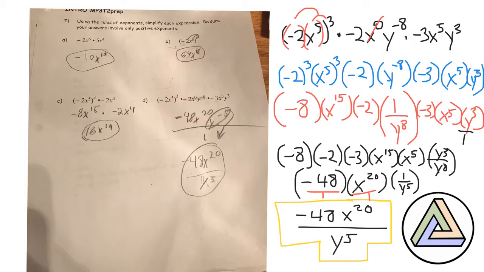And what do you do when you have 3 fractions multiplied together, or any fractions multiplied together? You multiply the numerator straight across. Well, that's what we did. 1 times x to the 20th times negative 48 is negative 48x to the 20th. And then you also multiply the denominators across. You have y to the 5th times 1 times 1. Well, that would just be y to the 5th. That's why we end up with this nice, neat number here that is very compact.